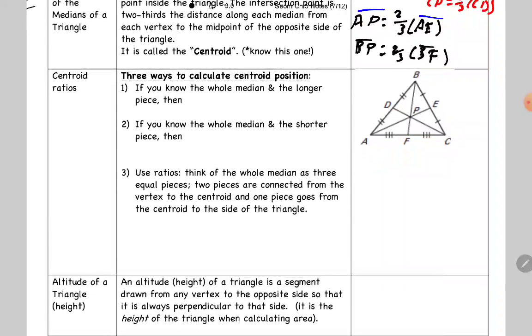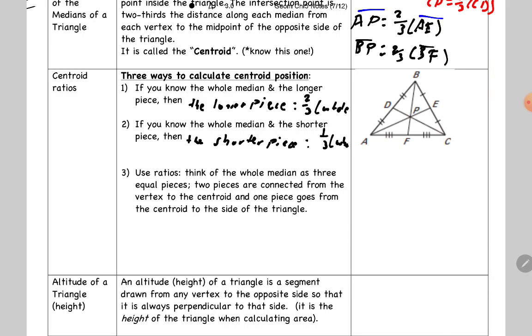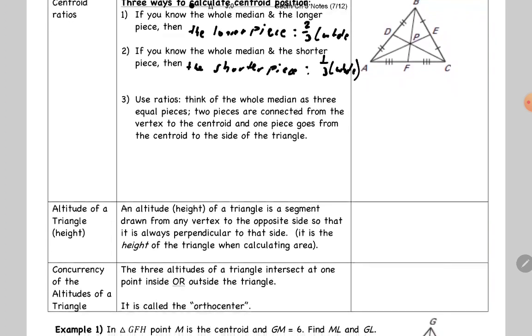Three ways to calculate the centroid's position. If you know the whole median and the longer piece, then the longer piece is equal to 2/3 of the whole. If you know the whole median and the shorter piece, then the shorter piece is equal to 1/3 of the whole. Let's look at some examples for that.